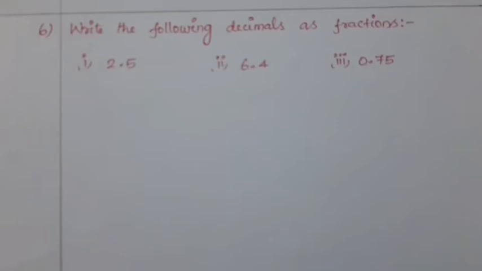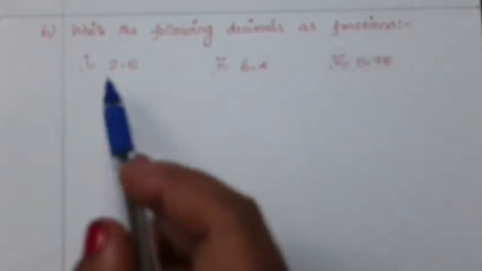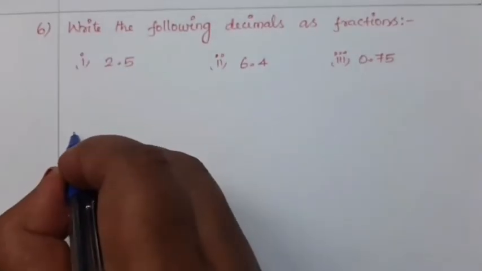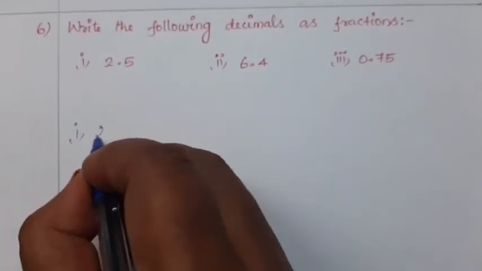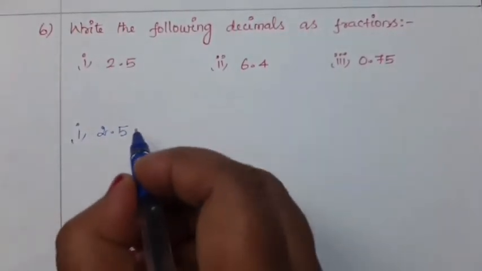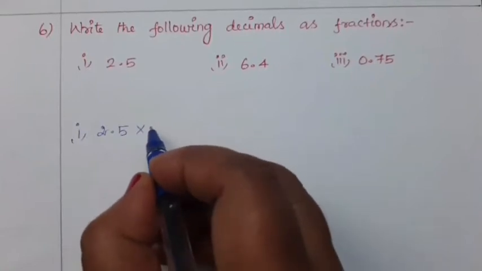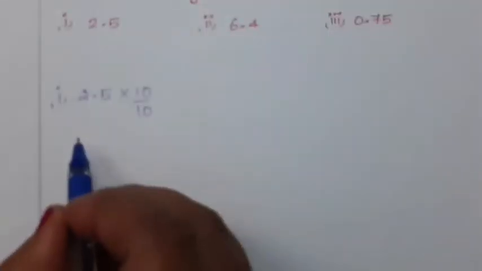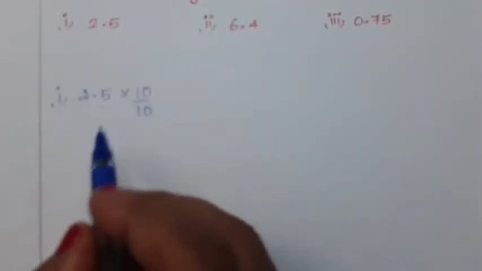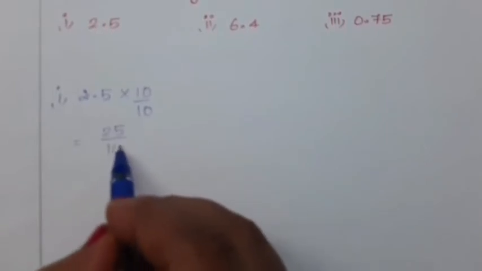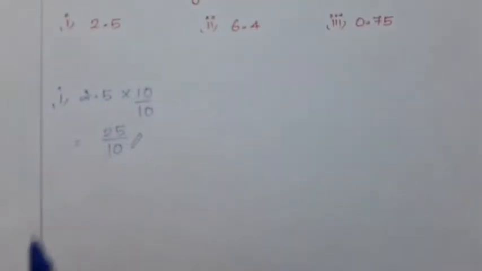Now let us move to the next question, number 6. Write the following decimals as fractions. They are given, first subdivision 2.5. Now let us find the answer for the first subdivision 2.5. We should find the fraction for this decimal. To find the fraction, we should multiply and divide by 10. When we multiply 2.5 with 10, we get 25 divided by 10, which is the required fraction.